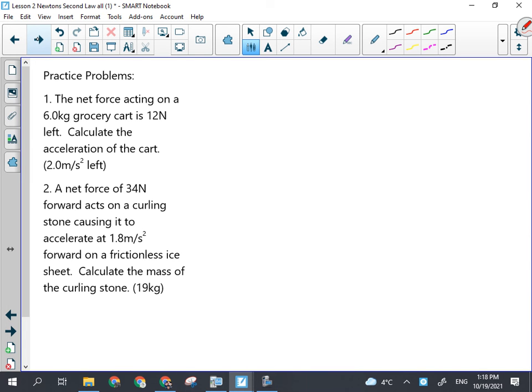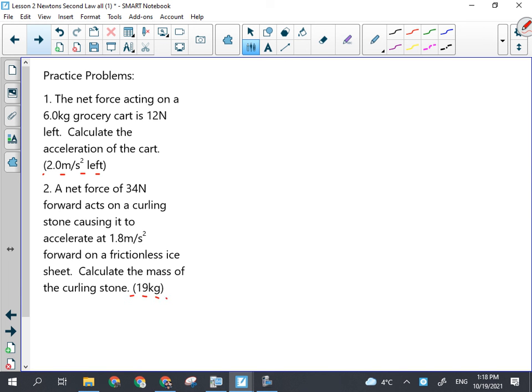Okay, I want you guys to try those two. Right, so we got a net force. The net force acting on a 6 kilogram grocery cart is 12 newtons to the left. Calculate the acceleration of the cart. The answer's right there. Just go and check yours. Okay, and same thing, answers right here for question number 2.